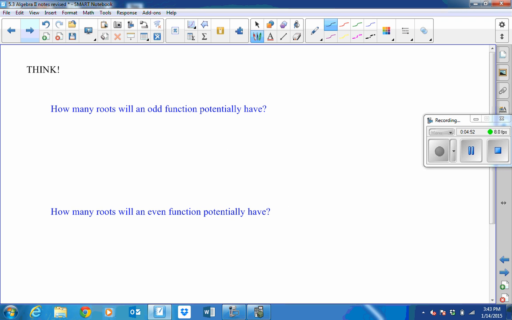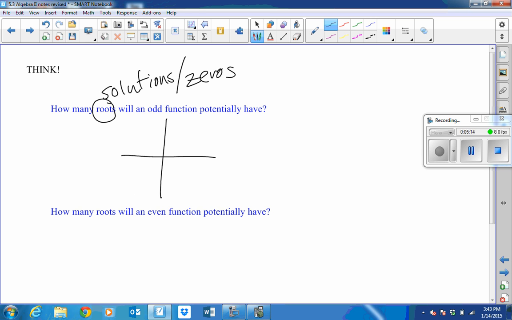Now, the last thing that we didn't get to, how many roots will an odd function potentially have? Now, remember, roots means solutions or zeros. And so when we're talking about an odd function, it's going to have an odd number of roots. In the case of our parent function of our cubic, this has one real root crossing the x-axis, but it always has as many roots as the degree is.